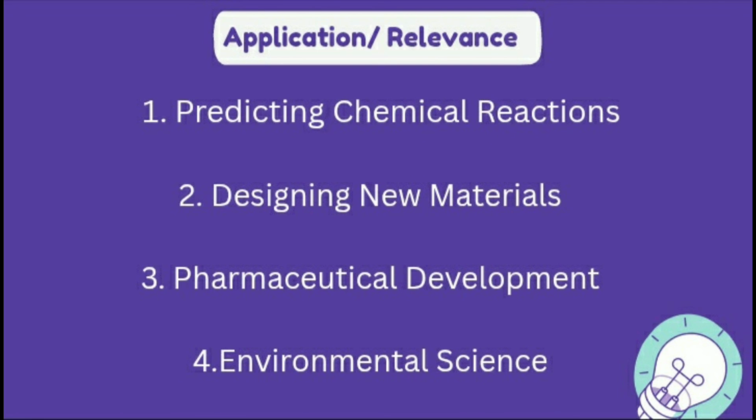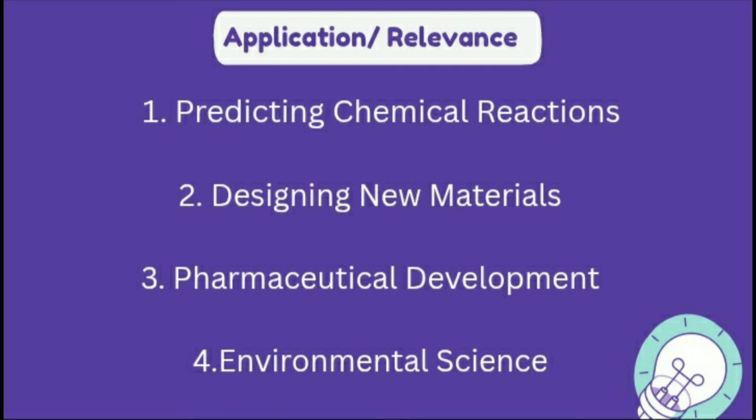And here are the application and relevance of valence electrons. First is predicting chemical reaction. Understanding valence electrons helps predict how elements will react with each other. For example, alkali metals in group 1 readily react with halogens in group 17 to form salts.